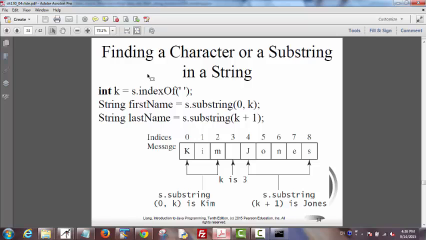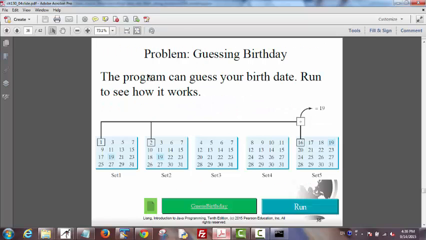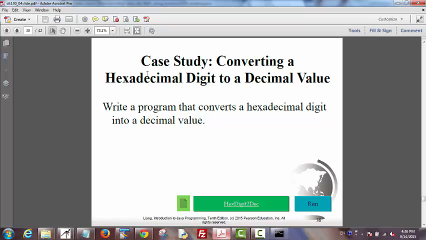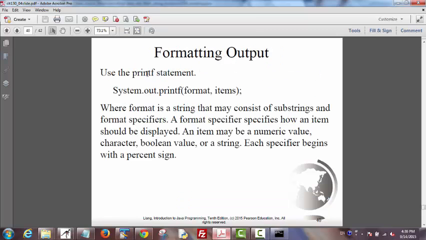Okay, so here's a good example. I'll let you guys look at that. Guessing birthdays, those are some good examples.